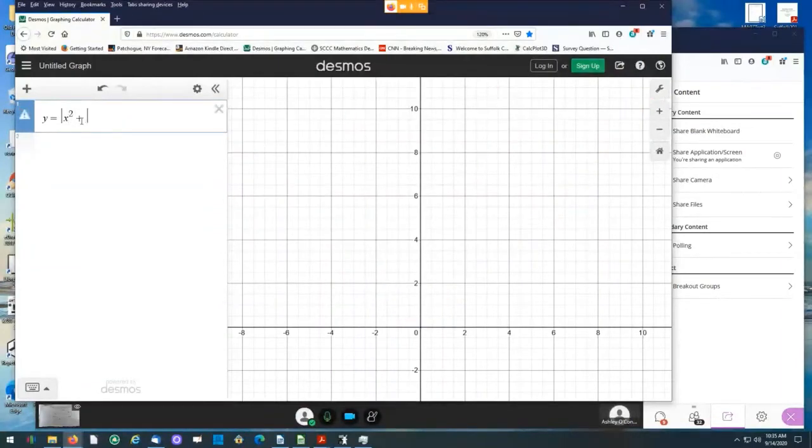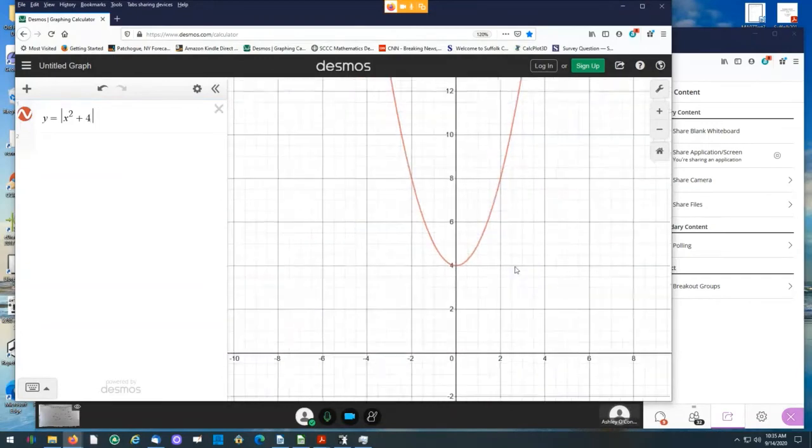And there it is. Since it's already positive, it doesn't do anything at all to that expression. It just gives me the parabola x squared plus 4. The only thing the absolute value does is turn a negative into a positive. Everything else is the same.